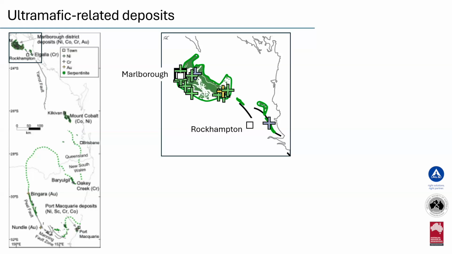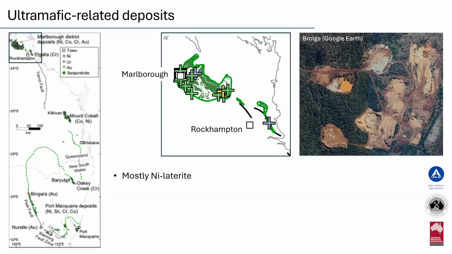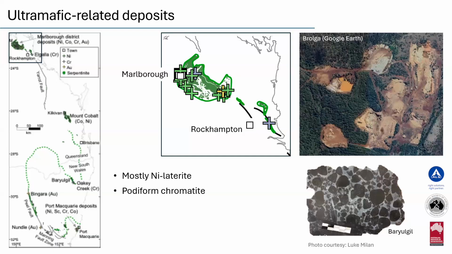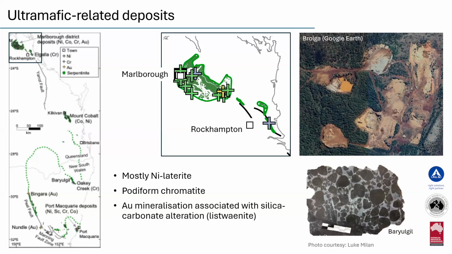So mainly nickel laterite deposits, but we also get podiform chromitite, for example, here in the Bayulgil Massif in northern New South Wales, and we also get gold mineralization associated with silica carbonate alteration. Some of those were linked to orogenic gold, but the interaction with the serpentinite is what allows mineralization.